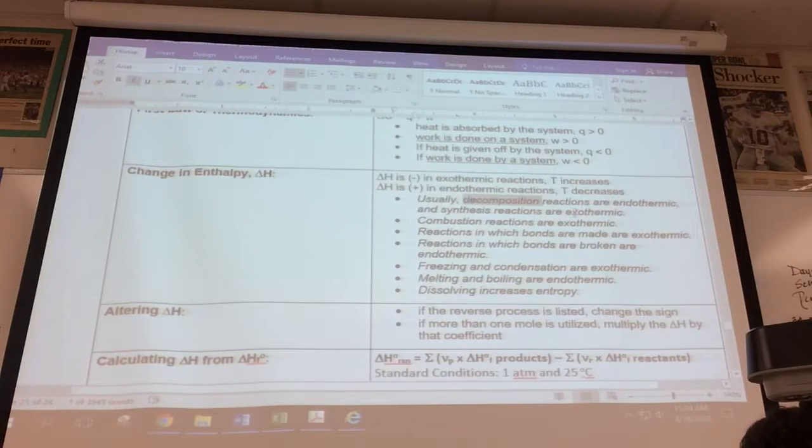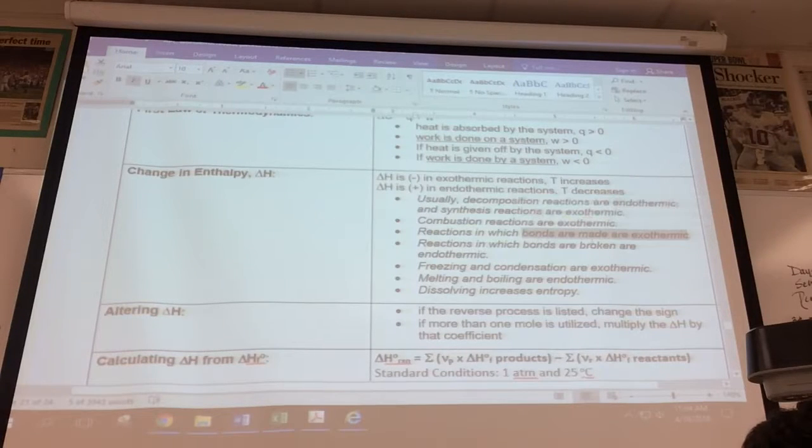Synthesis, typically exo, not always, but usually. Combustion reactions are exothermic. This is why you don't smoke at the gas station. Very, very dangerous. Reactions in which bonds are made, exothermic. I'll teach a trick with that at the end.